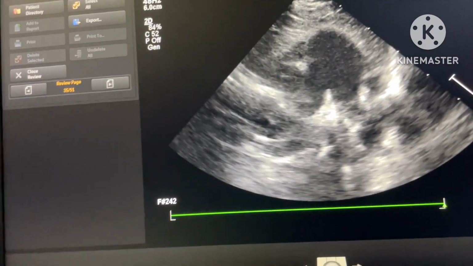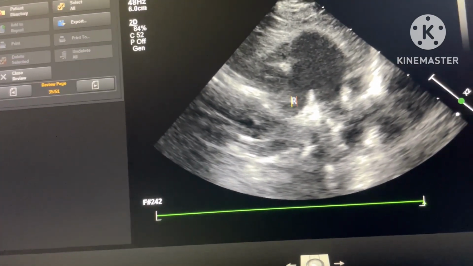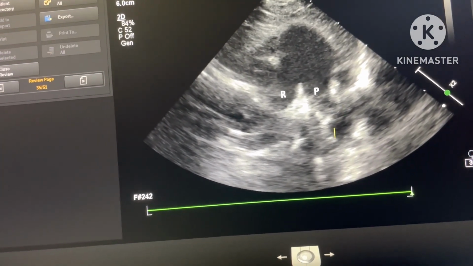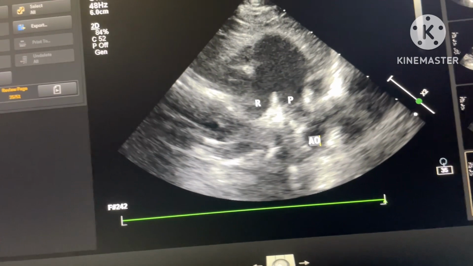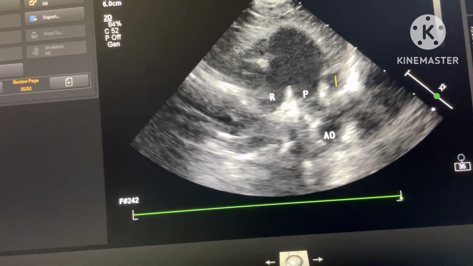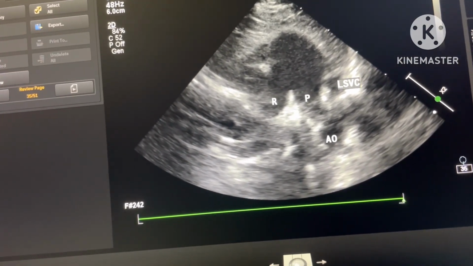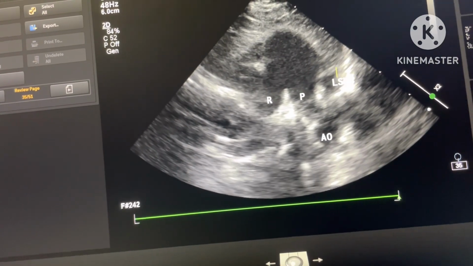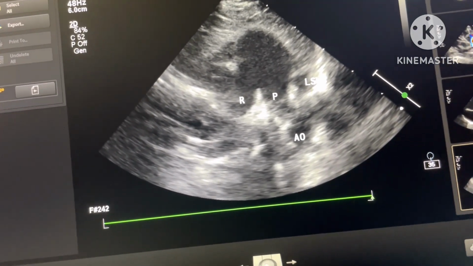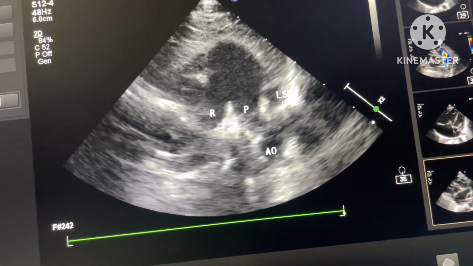This is right pulmonary artery, left pulmonary artery. This is aorta, descending aorta. This is LSVC. The left-sided vena cava draining into coronary sinus. So whenever left-sided vena cava drains into coronary sinus, that is the most common cause of dilatation of coronary sinus.